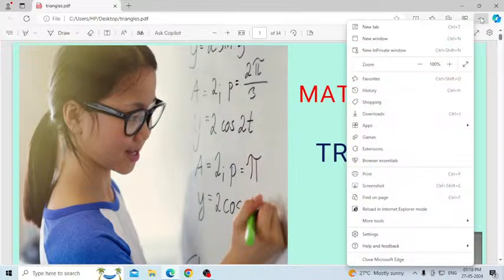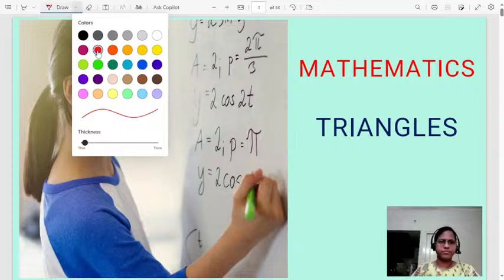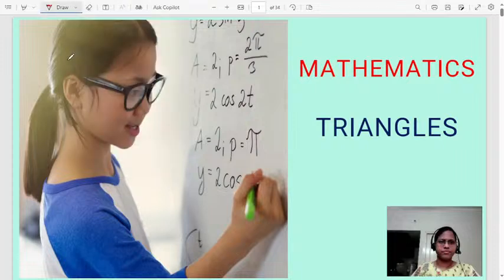Here I am going to discuss the subject mathematics. The topic is triangles. Let us discuss a few important MCQ questions based on the topic triangles. Let us start the class with the first question.